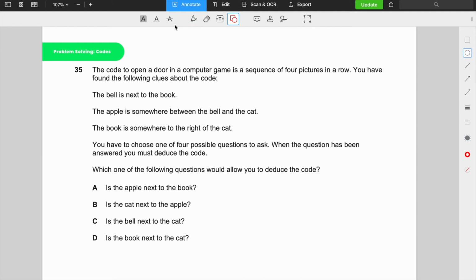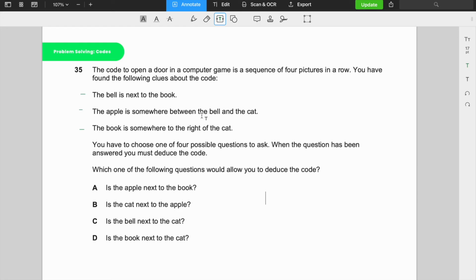We basically have 3 rules so far, right? 1, 2, 3. We don't have enough information to work out exactly what the code is, so which one of the following questions would allow you to deduce the code? So let's just draw a diagram. So first of all, we have bells next to the book. That's really vague. We don't know if it's to the left or the right, so we'll come back to that.